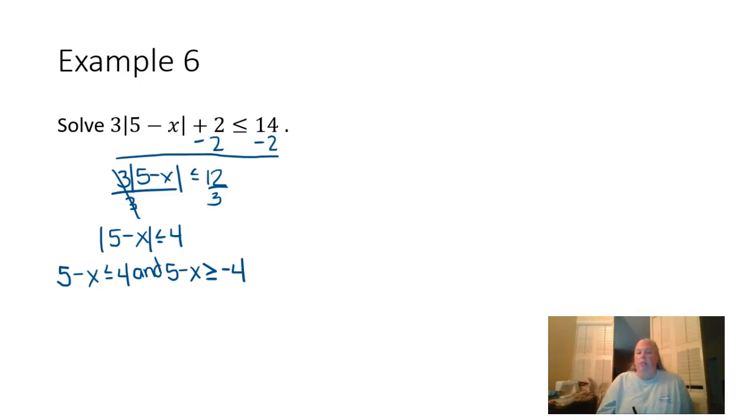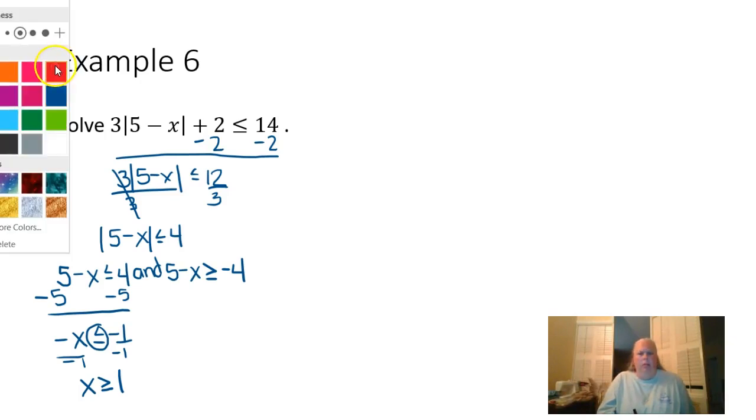Alright, let's solve them. Over here, I'm going to subtract 5 from both sides. That leaves me with negative x less than or equal to negative 1. And let's divide that negative out of there, but that means that this sign right here is going to have to change direction. So x is actually greater than or equal to positive 1.